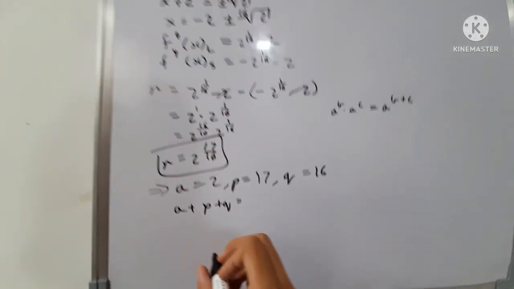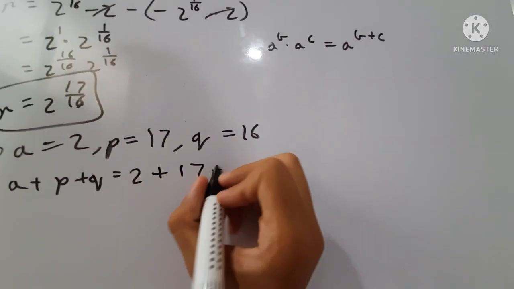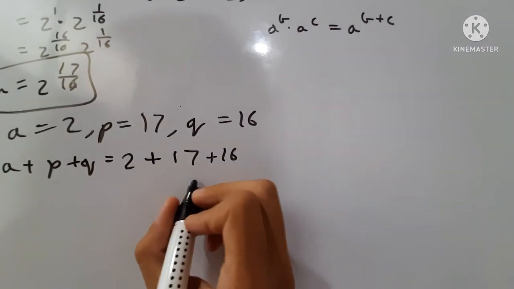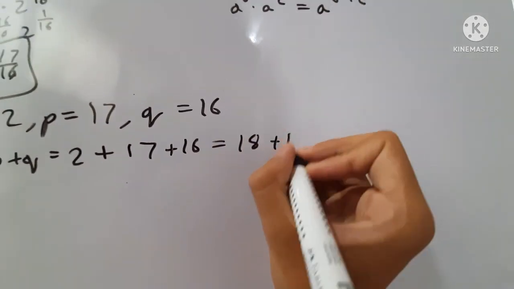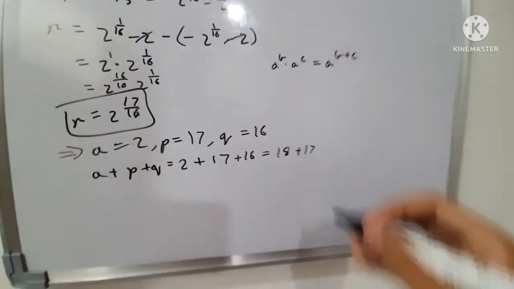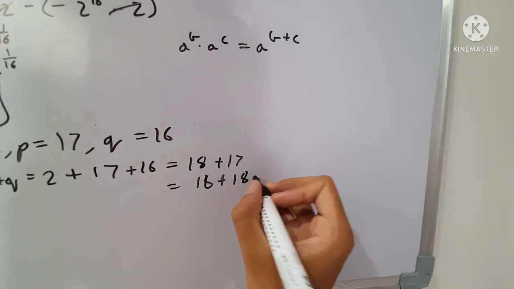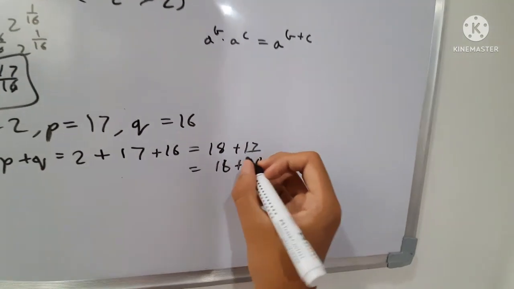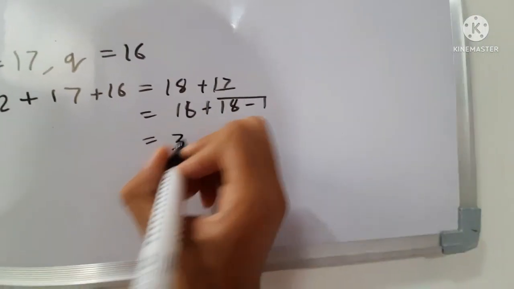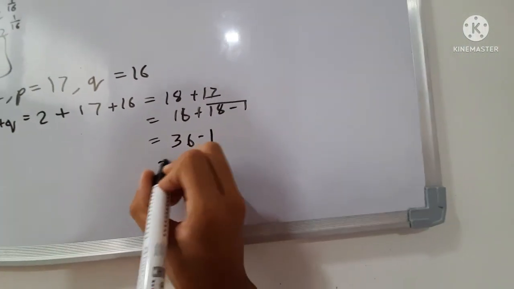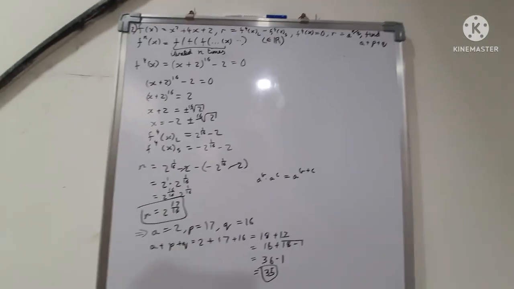Yes, now this is the hardest part of the question, honestly. So it's 2 plus 17 plus 16, and this is a monstrosity to calculate. That's 18 plus 17. So 18 plus 17, that's 18 plus 18 minus 1. So that's 36 minus 1, 35. Boy, that was tough. Anyways, that's pretty good. Nice.